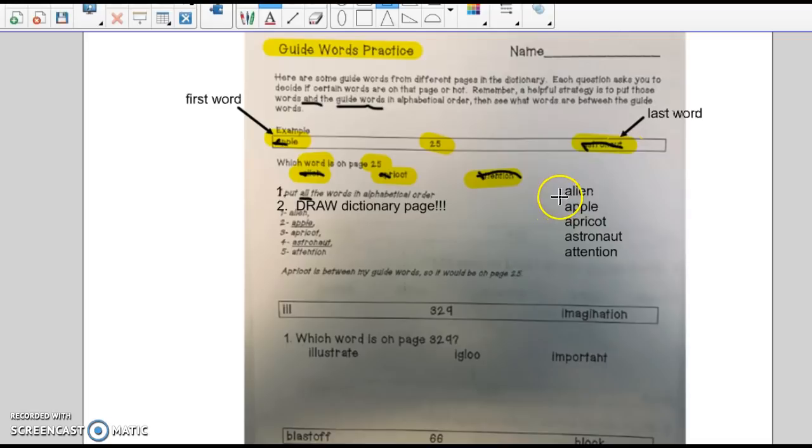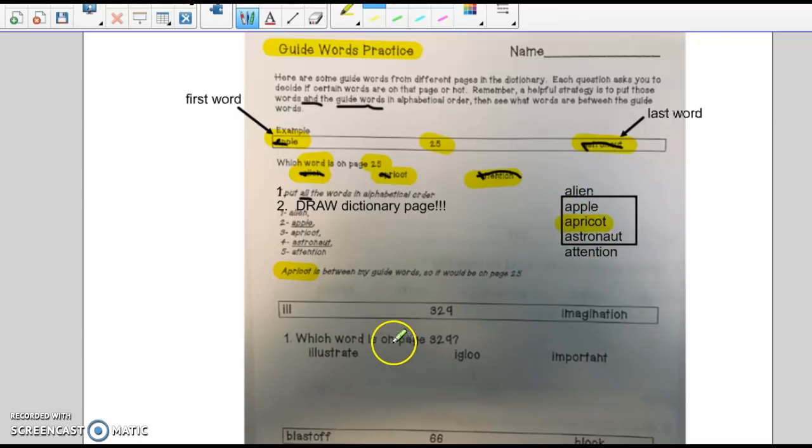So you're going to take your pencil and draw your dictionary page with apple as your first word and astronaut as your last word. Well, what other word is on the page? What word comes between them? It is apricot. And if you look at your answer down here, it says it's supposed to be a highlighter. Okay, erase that. But it tells you right there, apricot is between my guide words. So it would be on page 25.